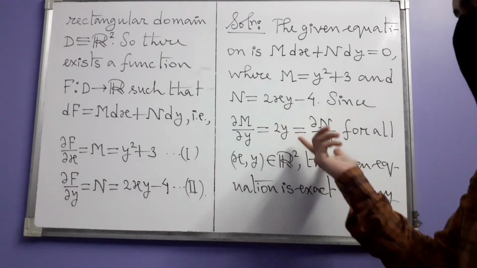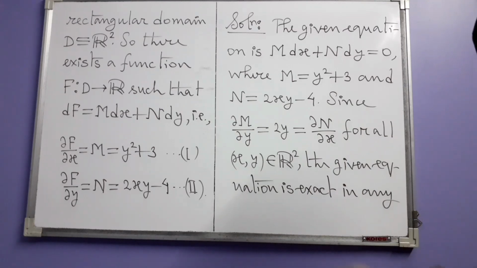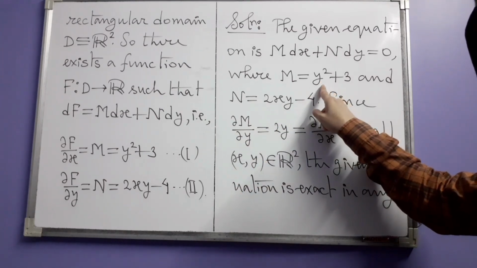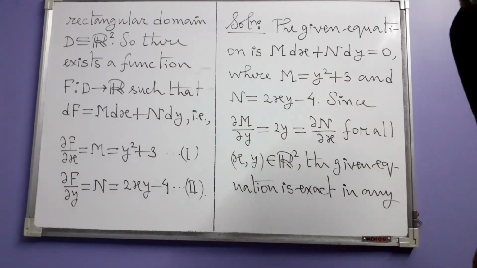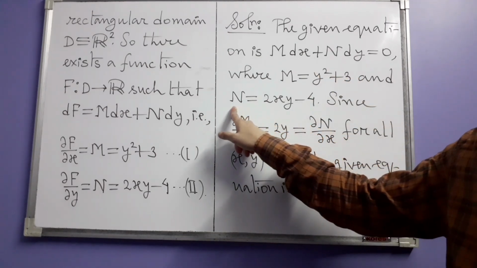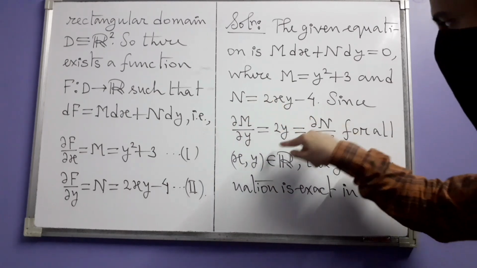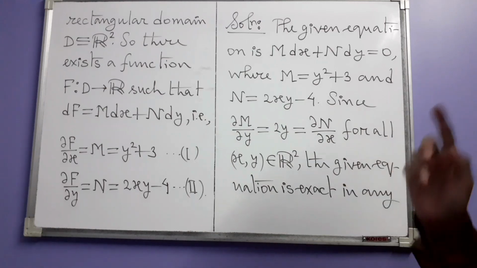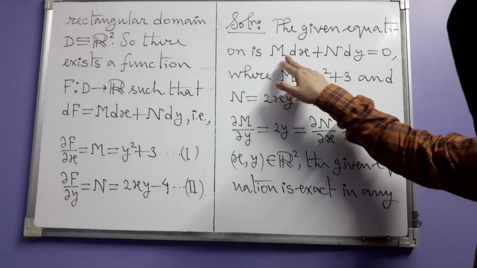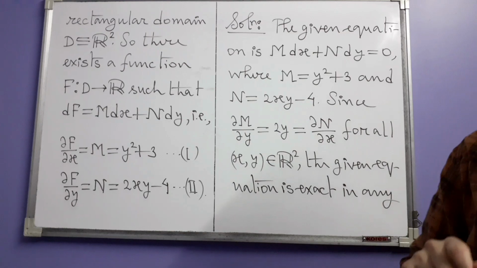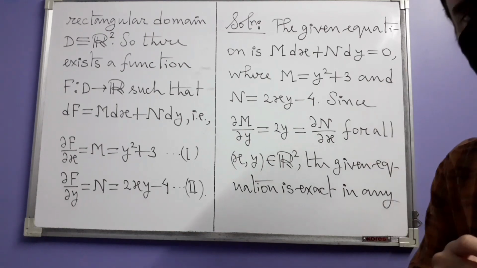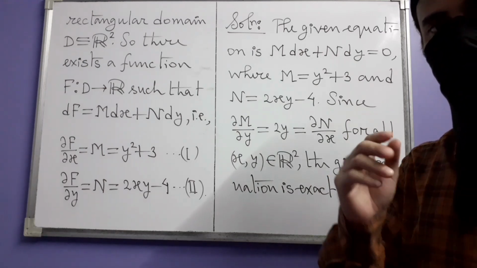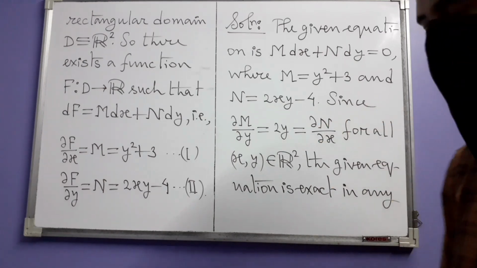And then of course we go for the test for exactness. We calculate the partial derivative of M with respect to y, because you have only y here, so it will be 2y. And then we also partially differentiate N with respect to x, so that gives us again 2y. And this happens for all (x, y) belonging to R2. Note one more thing, I haven't written M(x, y) within brackets. Actually that's how you should write, but because of lack of space, I have simply written M and N with the understanding that both of them are functions of x and y.